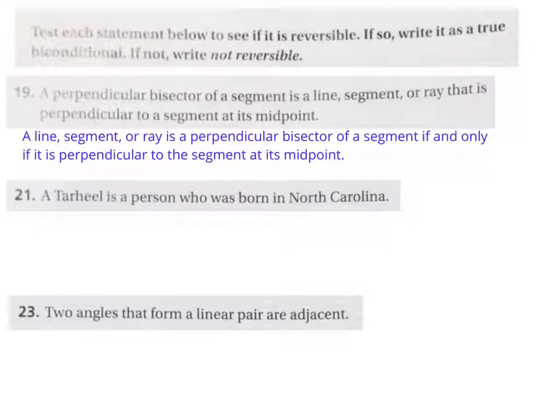Now we're going to explore these ideas about perpendicular bisectors in detail later. But right now, just know that that's what it means. To be perpendicular to something is to cross it at 90 degrees, and to be a bisector of something means to split it right at its midpoint into two equal parts.